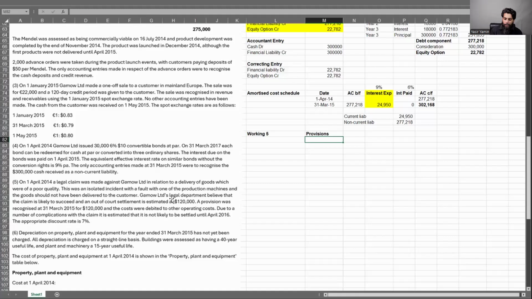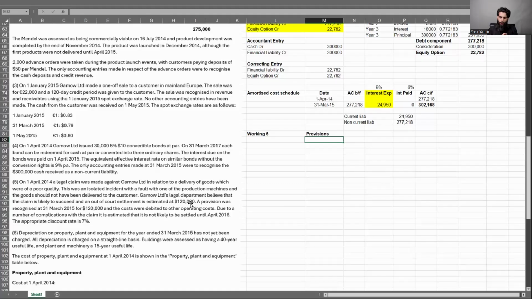Gamow Limited's legal department believe that the claim is likely to succeed, and an out-of-court settlement is estimated at $120,000. You see, it is probable that we will have to pay 120,000. It's not virtually certain because the out-of-court settlement is yet to be done. Make sense? It's not done already. So it is probable that $120,000 would be paid. Should we recognize this as a provision?